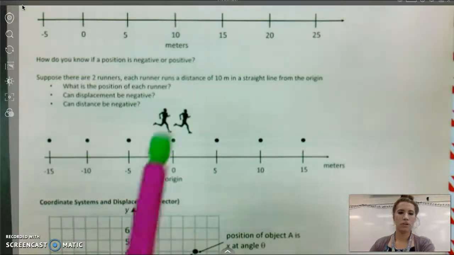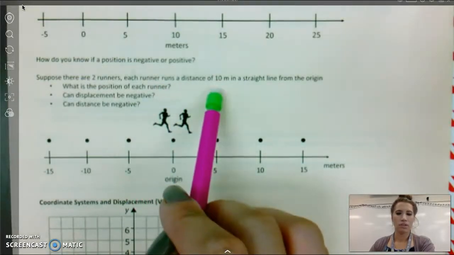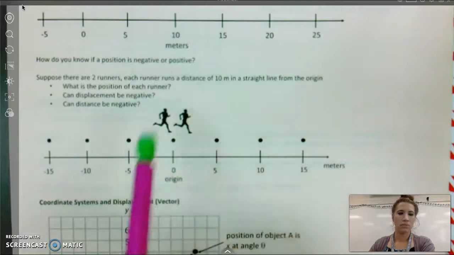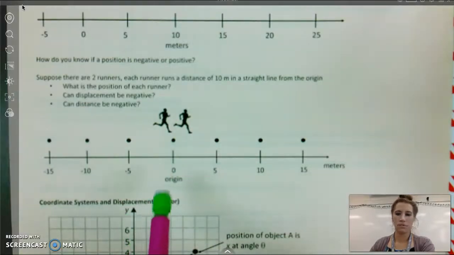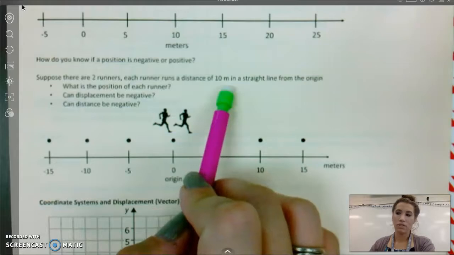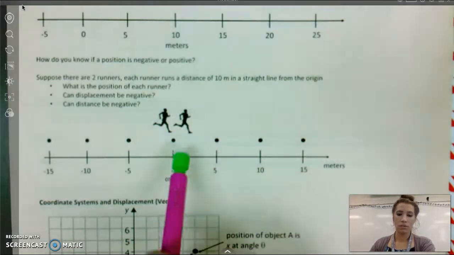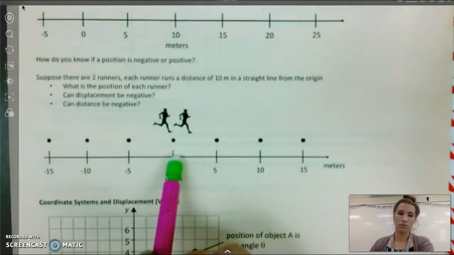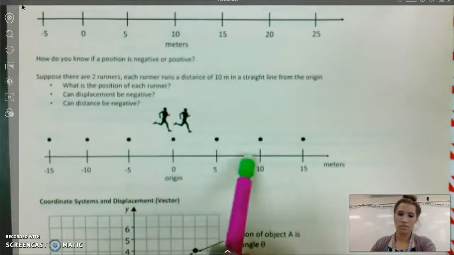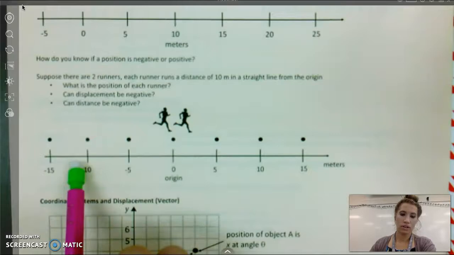so suppose two runners each run a distance of 10 meters in a straight line from the origin. What is the position of each runner? 10 meters from the origin, okay? So that's a magnitude, but we don't know the direction. One of those runners could have run in the positive x direction, and the other one could have run in the negative x direction.